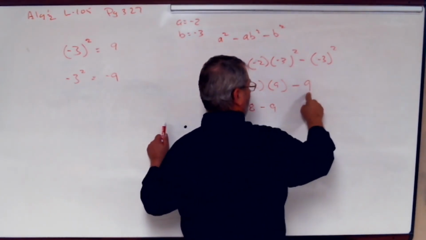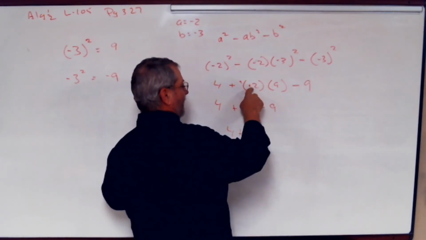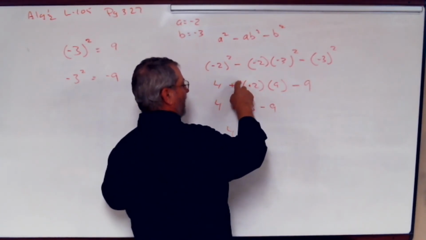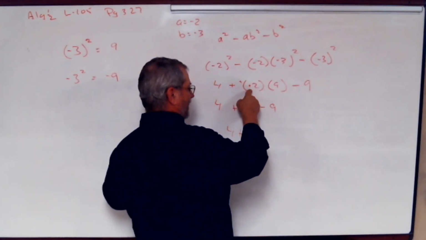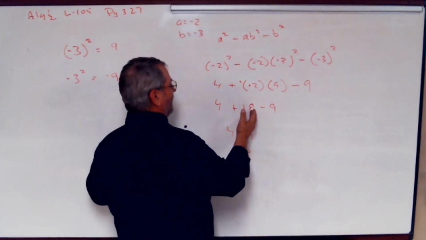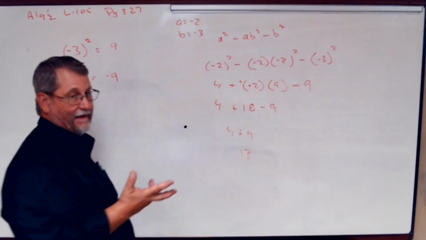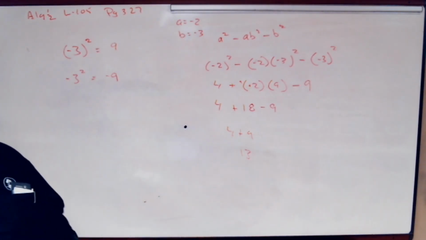This is positive 9. That's minus. I had a negative here and a negative here, okay? I went and took the opposite. The opposite of a negative is positive. So 2 times 9 is 18. 4 plus 18 is 22. 22 take away 9 is 13. However you want to look at that, okay? Just be very careful with your negative signs.